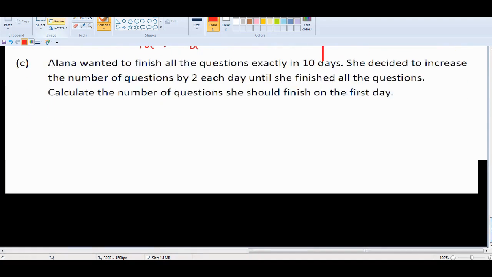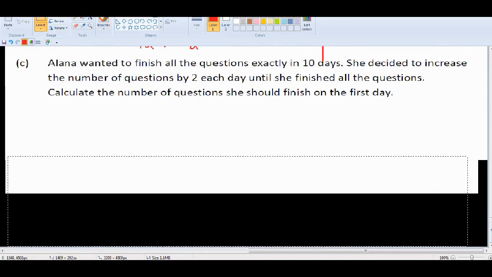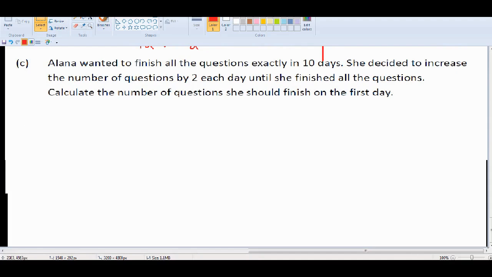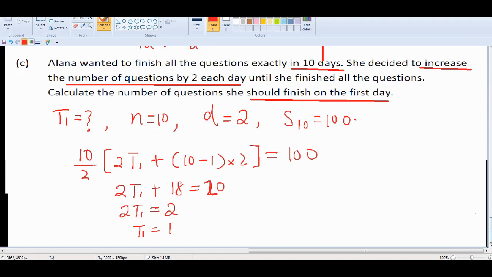The last one is our Lena one. Try to understand the question. You might take some time to try the question before I show you how to do it. Okay, so here's the answer.